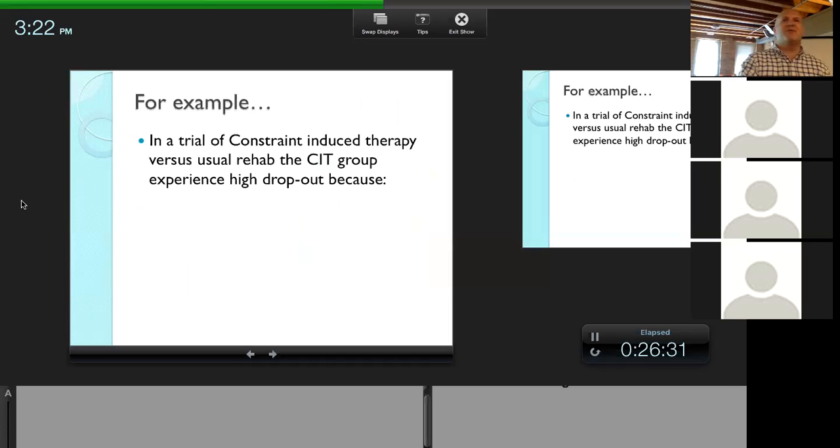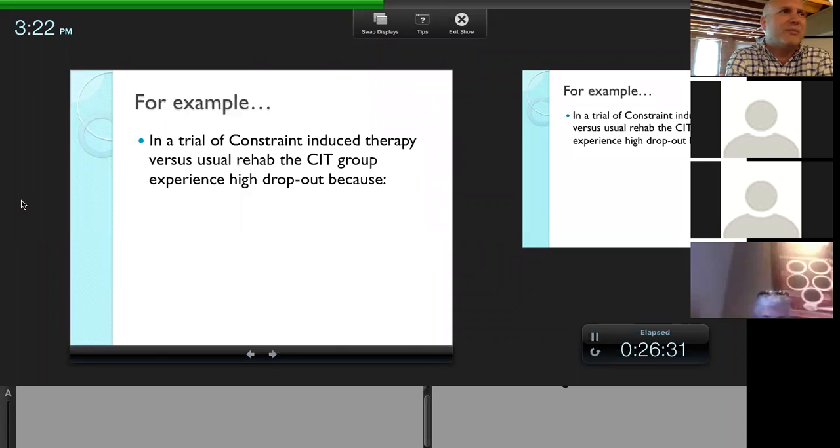So let's take an example of constraint-induced therapy in stroke. Do most people know about constraint-induced therapy? That's a therapy where it's this idea.